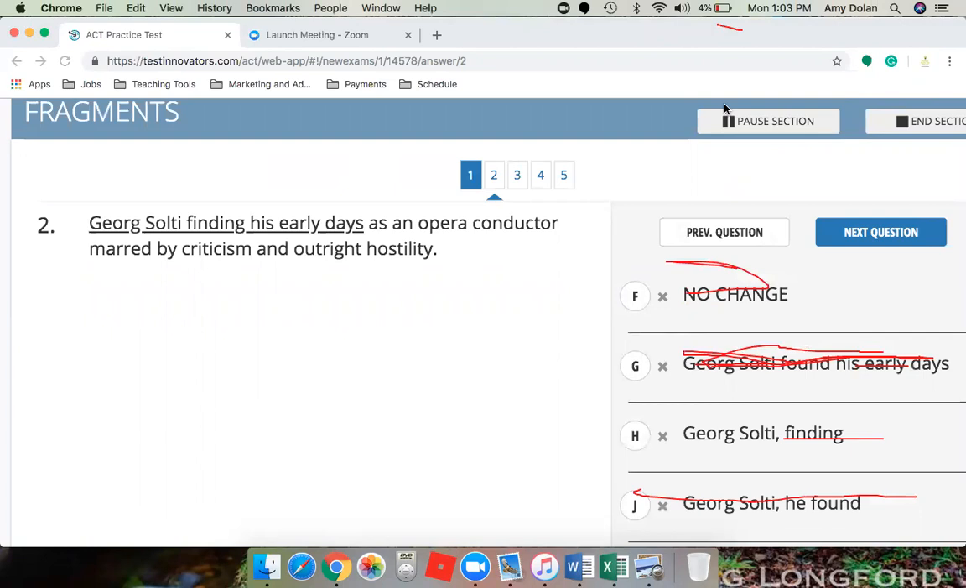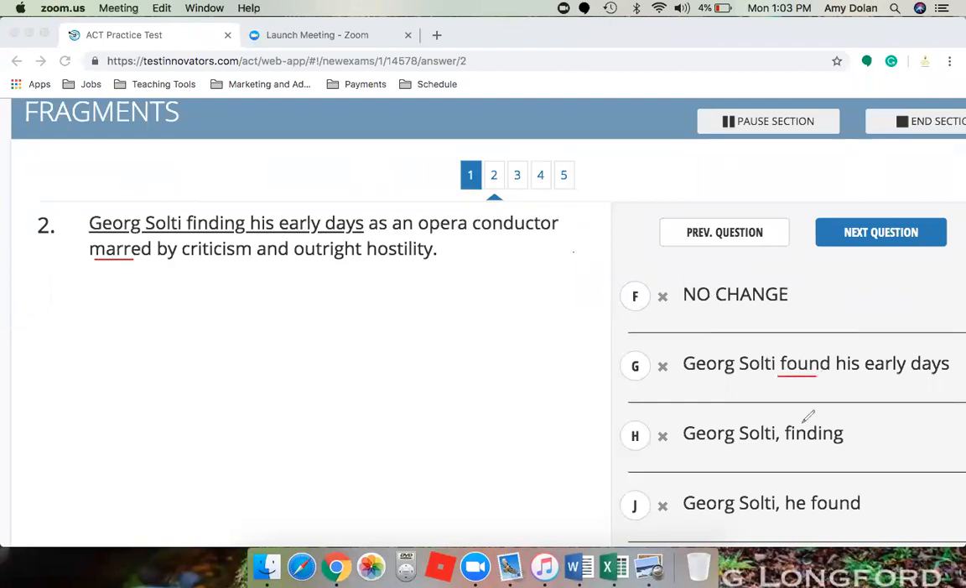All right, if we look at the next one here, this one is George Solti finding his early days as an opera conductor marred by criticism and outright hostility. We know that it's something that happened in the past, so we're going to look for answer choices that will have past tense. So found is past, finding is not past tense. He found is also past tense, but do we need the he? We're only talking about one person here, so we don't need the he. And we don't need this one because that's finding, not past tense. So in this case, it would be found.